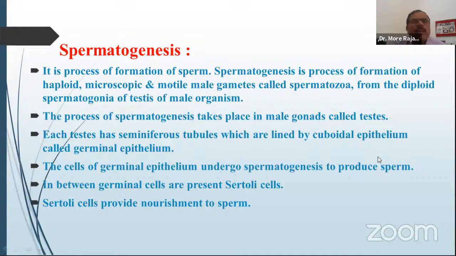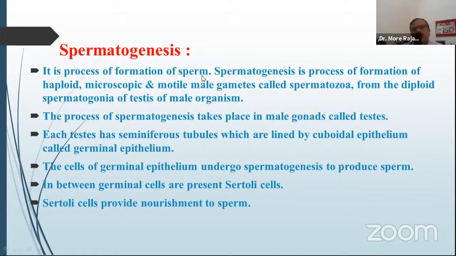Then come to the process of spermatogenesis. Spermatogenesis is the process of the formation of sperm. It is the formation of haploid, microscopic and motile male gametes, having half the number of chromosomes, called spermatozoa, from diploid spermatogonia of the testes present in the male organism. The entire process of spermatogenesis takes place in the male gonads, the testes.